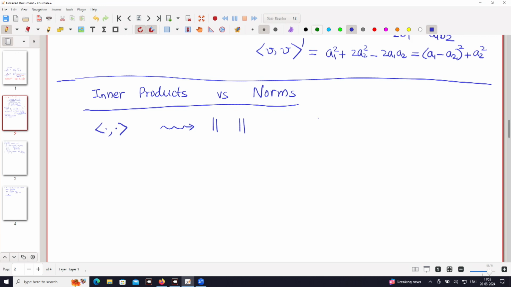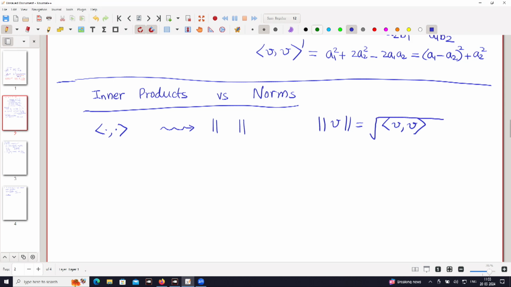How do we do this? Well, that is just definition. What is the norm of V? By definition it is the square root of the inner product of V with itself. So that is easy, nothing to do there. But what is interesting is that the norms also determine the inner product. In other words, suppose I knew what the norm of every single vector in my vector space is.